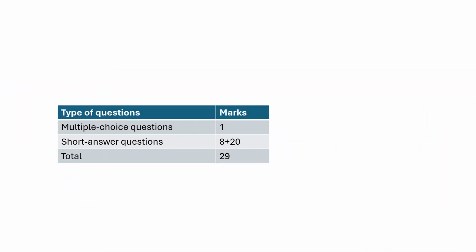The light as a particle section accounts for 29 out of 120 total assessment marks, representing 24.2% of the overall assessment. This section includes one multiple-choice question, worth 1 mark, and 2 short answer questions, worth 28 marks.